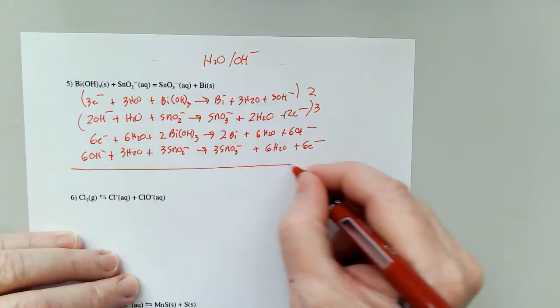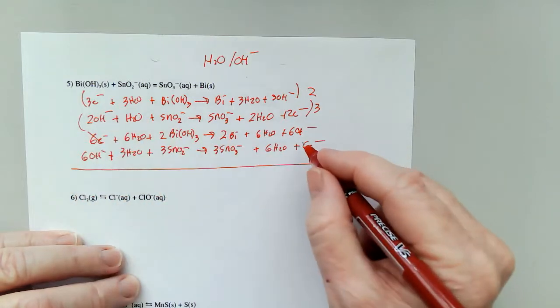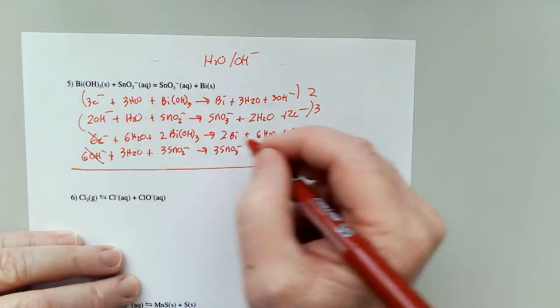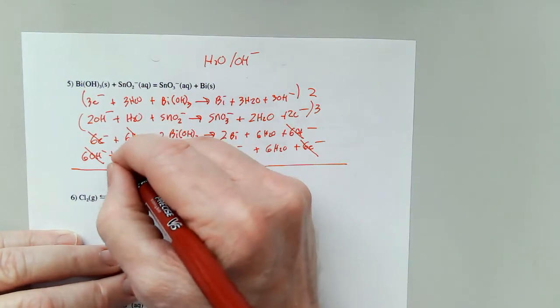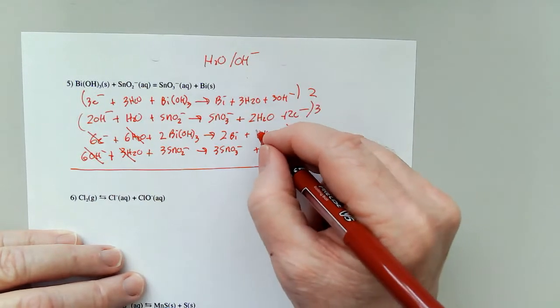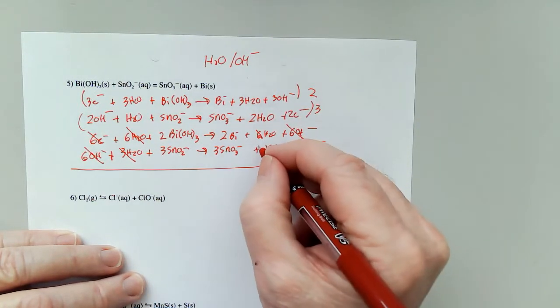Good. 6 electrons cancel 6 electrons. 6 hydroxides cancel 6 hydroxides. 6 and 3 is 9 waters. 6 and 6 is 12. So all 9 of these will go and leave me with just 3.